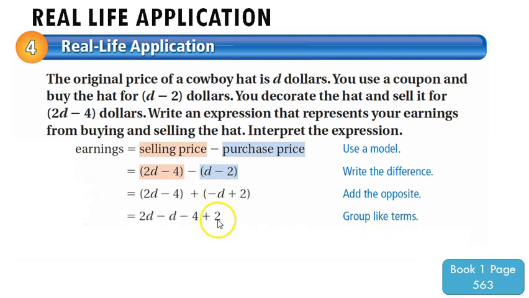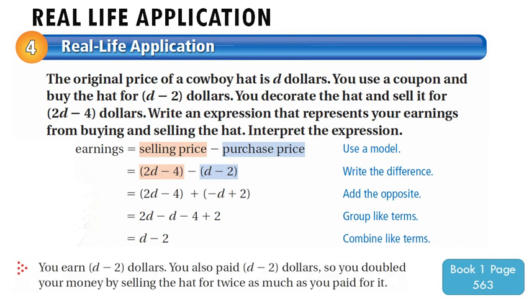When we group like terms together, we're going to be combining 2D and negative D, and this minus 4 with this plus 2. Our result will be D minus 2. Interpreting this final expression, you earned D minus $2. You also paid D minus $2, so you doubled your money by selling the hat for twice as much as you paid for it. Let's try a practice problem.